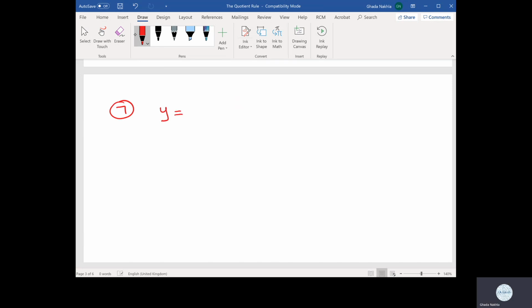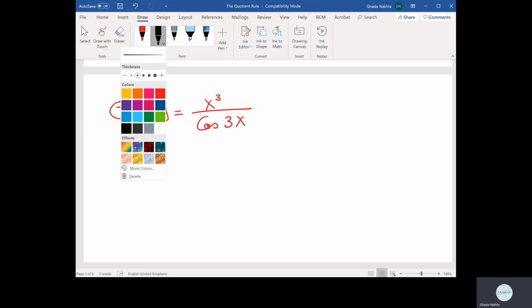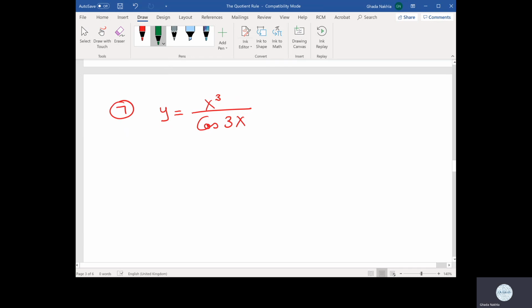Y equals x cubed divided by cos 3x. Which rule am I using? Quotient. Why? Because I'm dividing. U is equal to x cubed. V is the denominator, which is cos 3x.